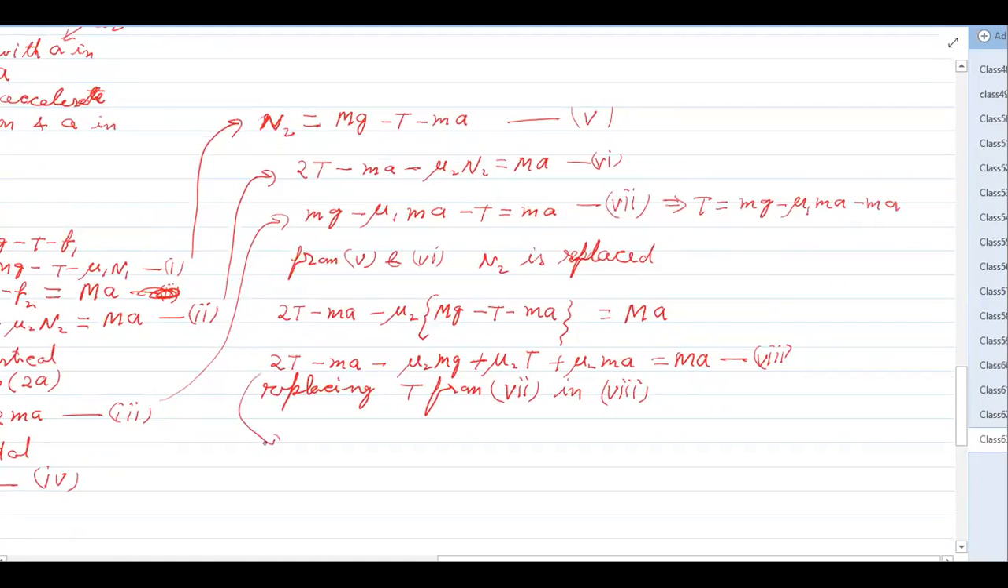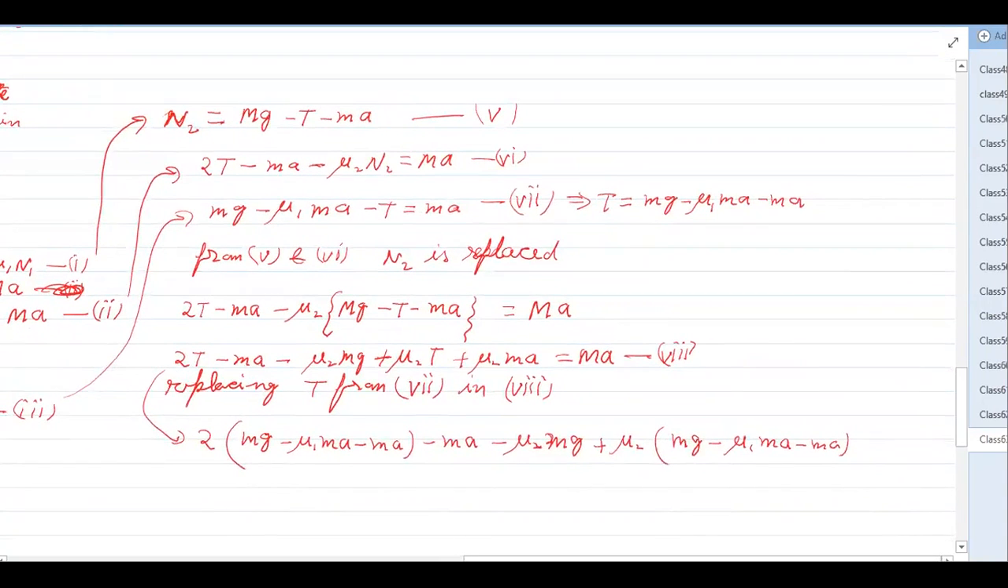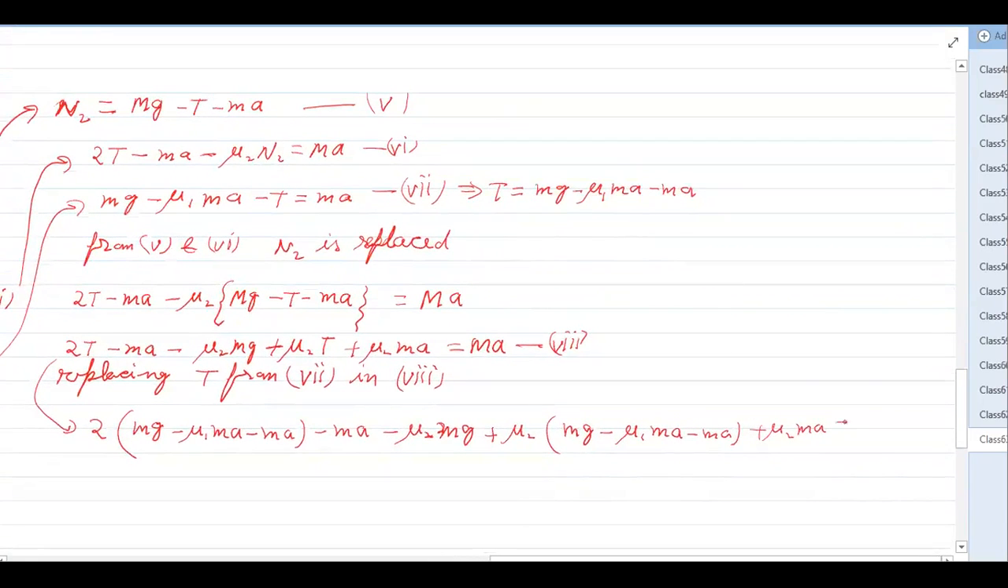So if you put this thing, we will get 2 Mg minus mu1 Ma minus Ma minus a small ma minus mu2 Mg plus mu2, and in place of T we have Mg minus mu1 Ma minus Ma, then we have mu2 Ma equal to capital M. So this is a big equation, and now we can solve.